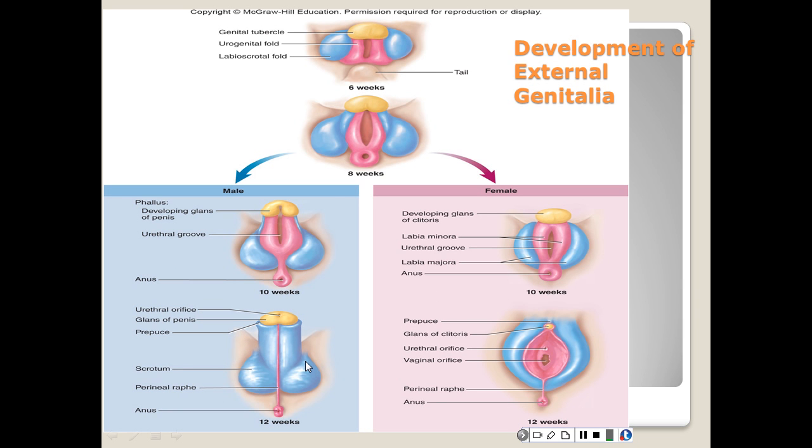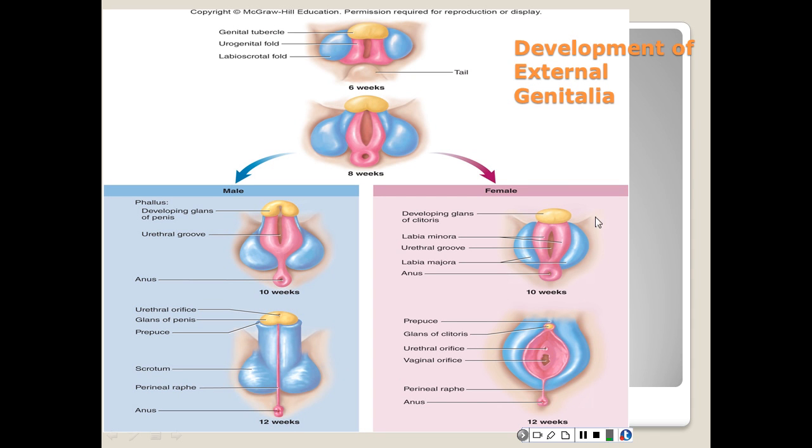Now the urogenital folds fuse to form the urethra, and they will join the phallus to help with forming the penis. Okay, so these are the folds, these are the grooves here. Now the labiosacral folds are used to form the scrotum. So here are these folds here, the labiosacral folds. They help form the scrotum by week 12.